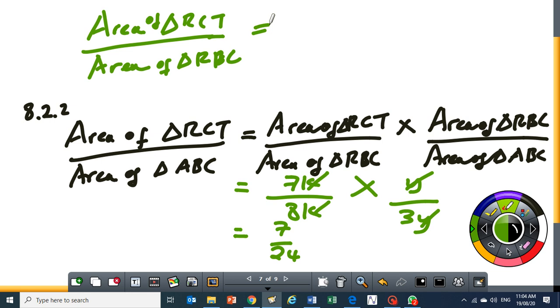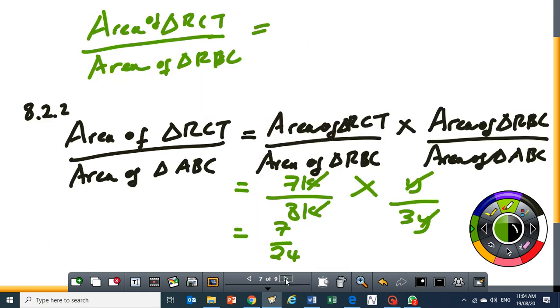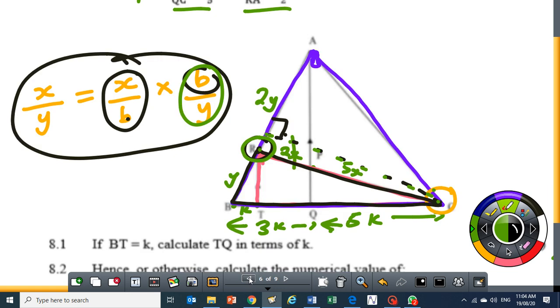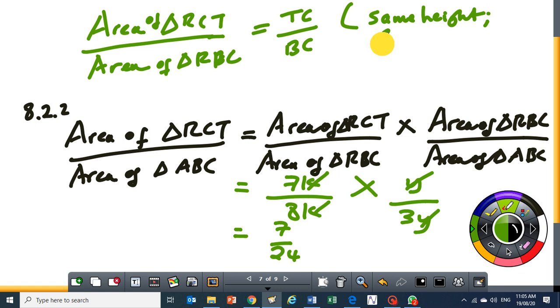Then you need to mention it's equal to. We have RCT over RBC. So that will be equal to TC over BC. So we write this is equal to TC over BC. Then your reason here will be same height, same base. We can just write same height only. Okay, just write same height only.